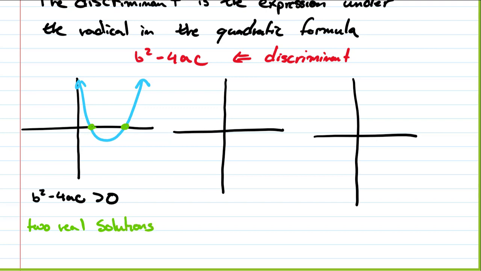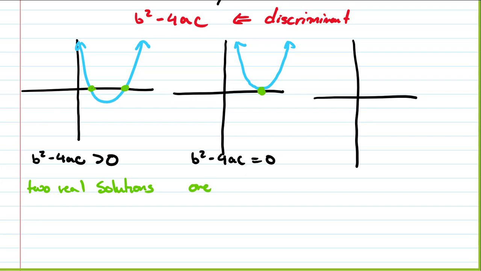Our next possibility is that our discriminant b squared minus 4ac is exactly equal to the number 0. If that's the case, it would mean our parabola would look something like this, where it comes down and its vertex is exactly on the x-axis. So this would have one real solution. Sometimes this is called repeated real solution. So if you ever hear that, it means the same thing. A repeated real solution is the same as one real solution.